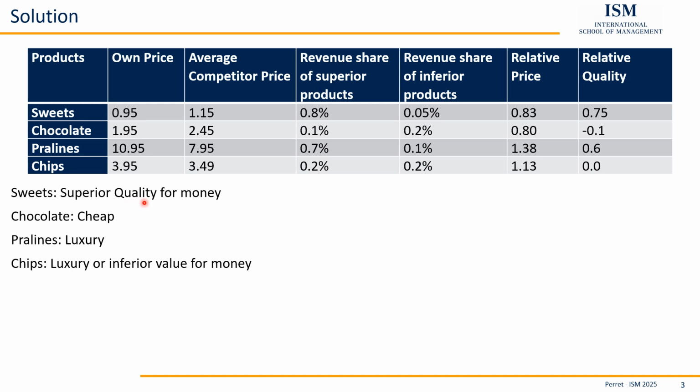With sweets, I have superior quality for money. So I could either decrease quality and save on, for example, materials, investments, or whatever, or I could increase the price and go for a luxury strategy here as well. Well, with those comments, I already arrived at the conclusion of this exercise.